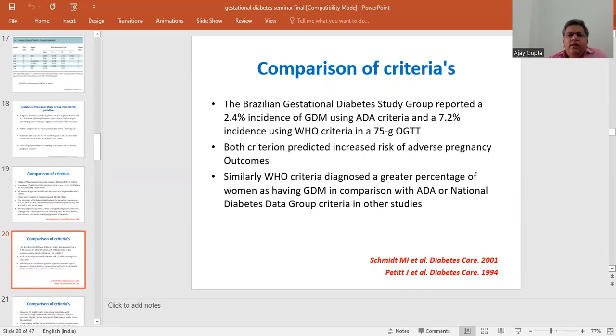The Brazilian gestational diabetes study group reported a 2.4% incidence of GDM using ADA criteria and a 7.2% incidence using the WHO criteria in the 75-gram OGTT. So these criteria predicted increased risk of adverse pregnancy outcome. Similarly, the WHO criteria diagnose a greater percentage of women as having GDM as compared to ADA or the National Diabetes Data Group.